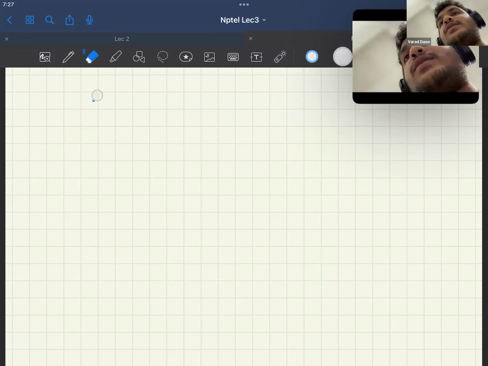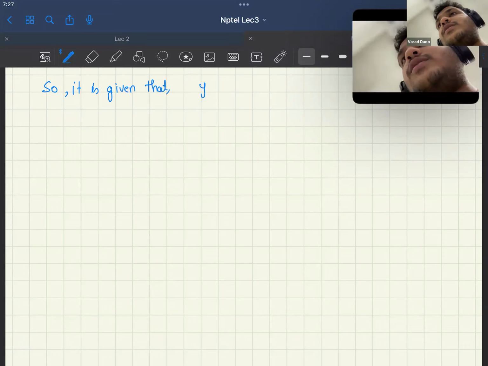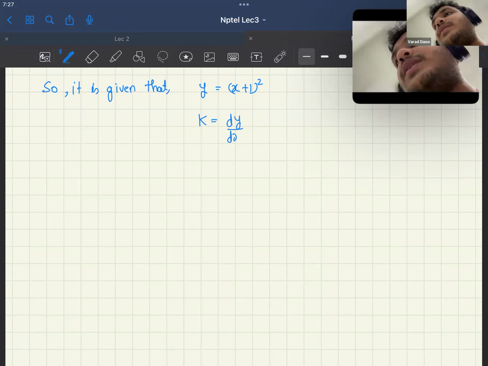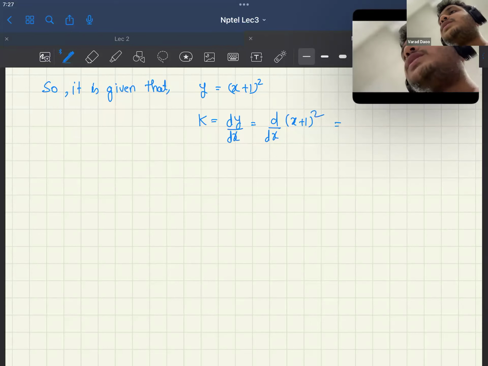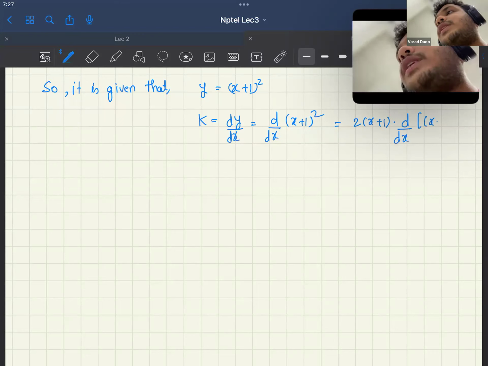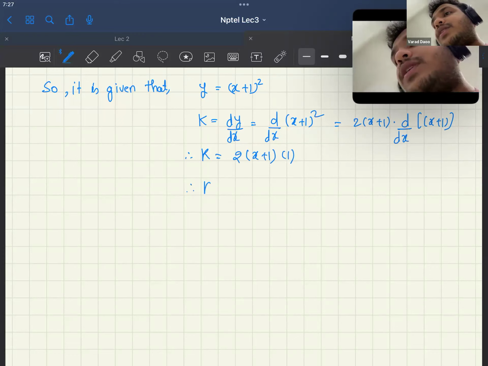So we have been given that y is equal to (x plus 1) square. Now what is the slope? k is nothing but the slope, which is dy by dx, which is d by dx of (x plus 1) square, which is 2 times (x plus 1) into d by dx of (x plus 1). Therefore, k is 2 into (x plus 1) multiplied by 1, so k is 2 times (x plus 1).